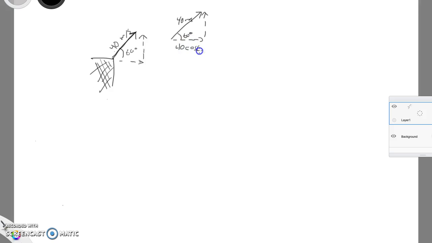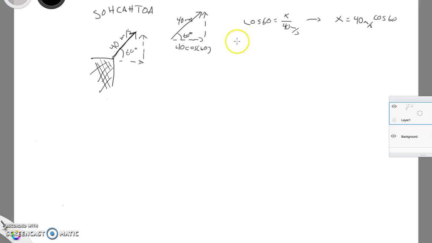So we use cosine, from SOHCAHTOA. Cosine is adjacent over hypotenuse. So the cosine of the angle 60 is equal to the adjacent side, which in this case we'll call x, over the hypotenuse, which is 40 meters per second. Which means that if we solve this for x, that horizontal velocity is going to be 40 meters per second times the cosine of 60.